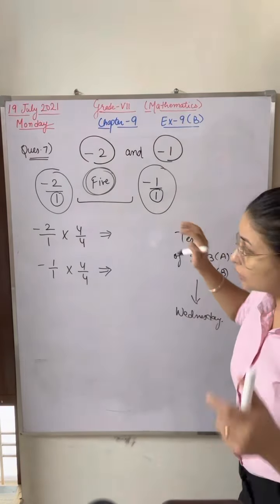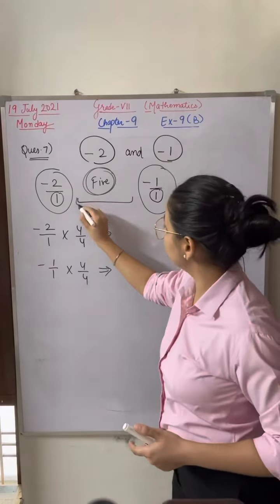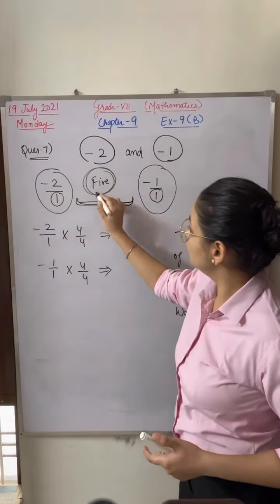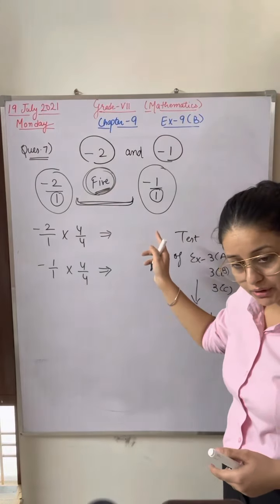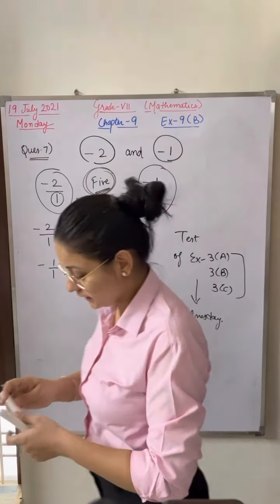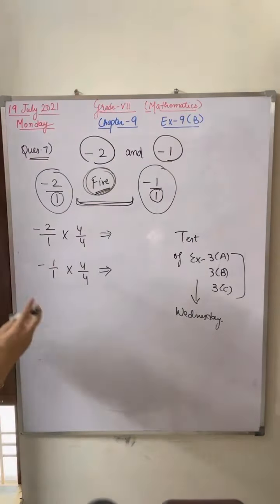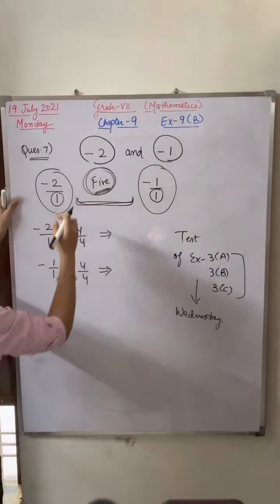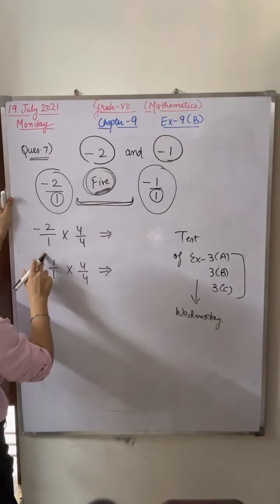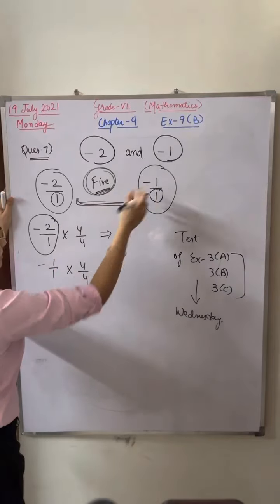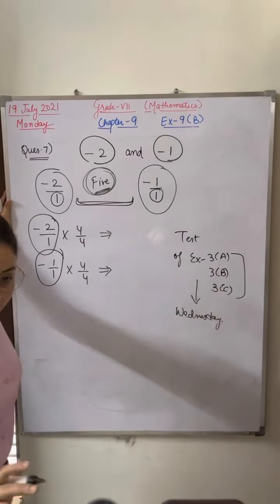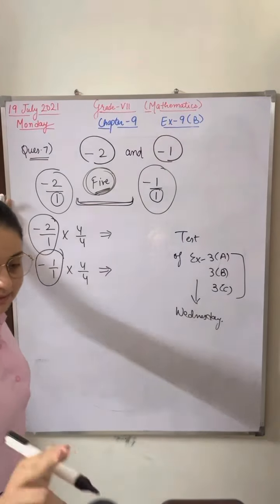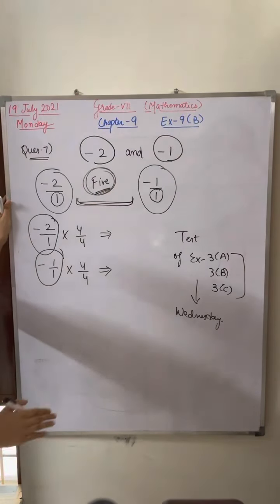Alright? Now the question is, you have to insert 5 rational numbers in between these two numbers. Very important. So how can you insert? First of all, write down -2 by 1 here, and -1 by 1 here. Written? Okay, Siddharth, Lathar, please adjust your camera.